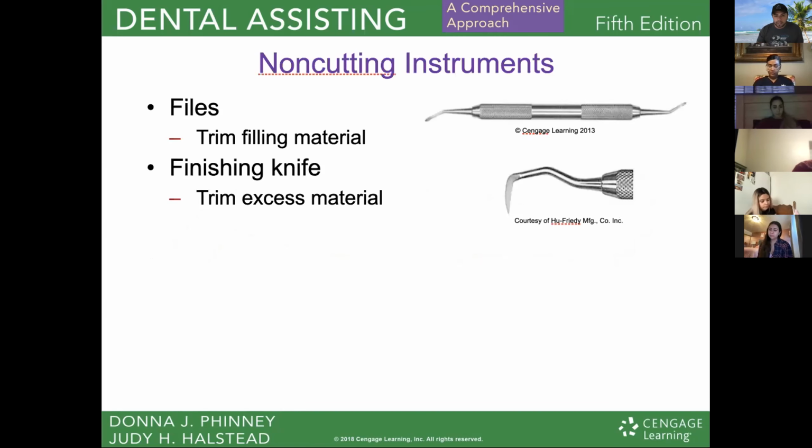Okay, other non-cutting instruments are files that are used to trim filling material. And then finishing knives, that's also used to trim excess materials, especially from the margins. It's funny that it's a non-cutting instrument because it does have a cutting edge, but it's not used to cut the tooth necessarily. It's more used to cut the excess composite or excess filling material.